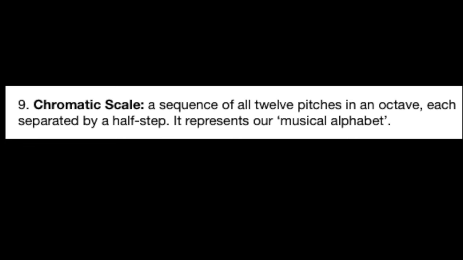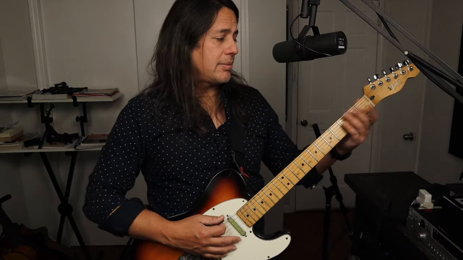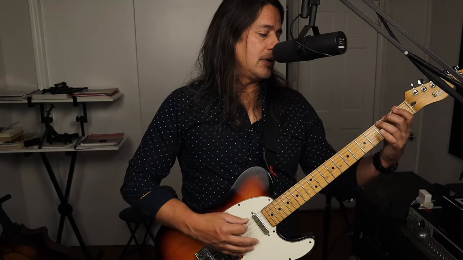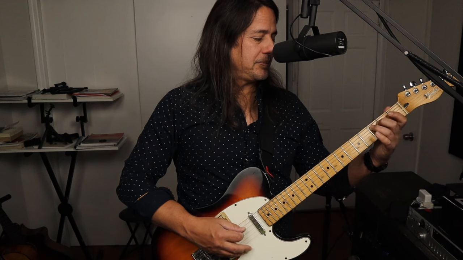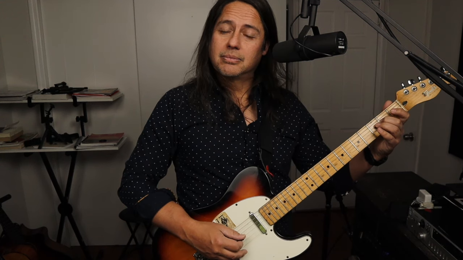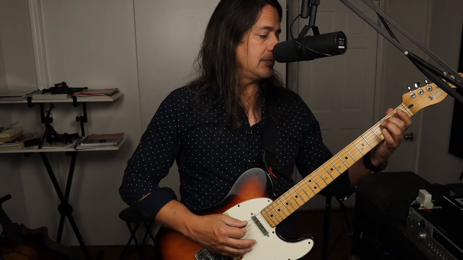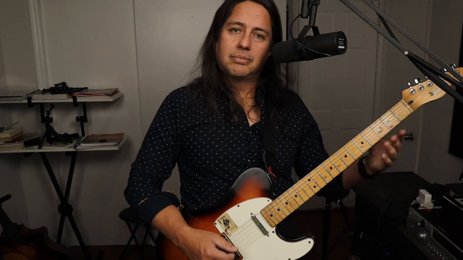The chromatic scale, our next term. It's basically talking about the 12 notes of our musical alphabet. If I start on E and I end on E, I'll play all the notes in between, all 12 notes. The chromatic scale.